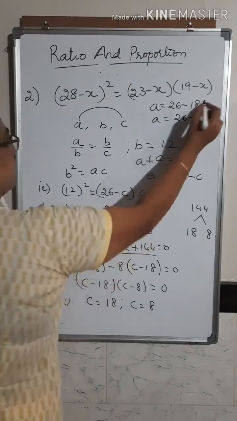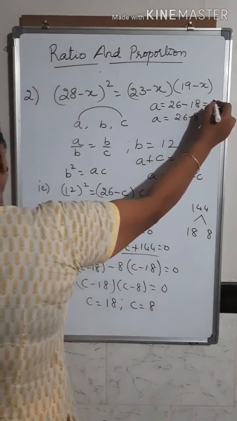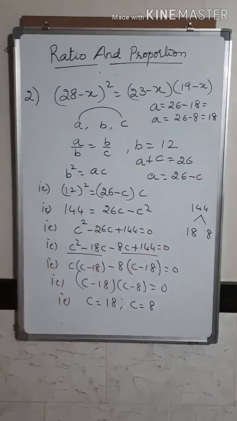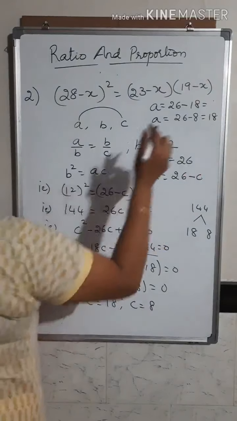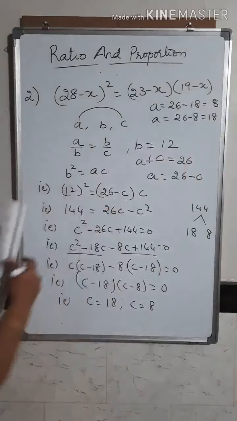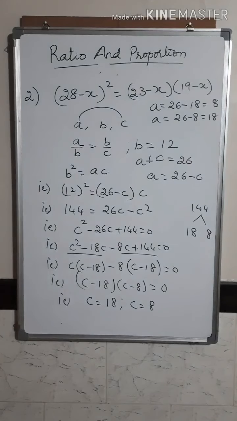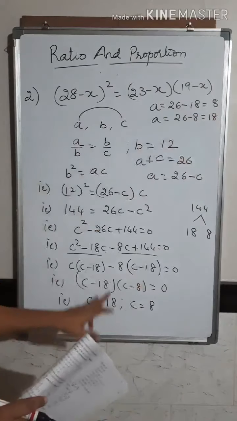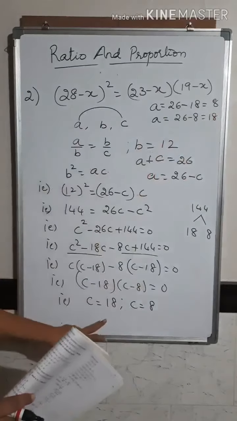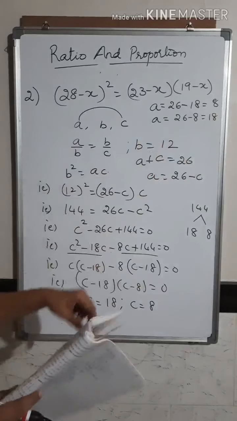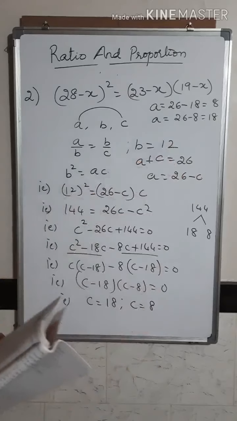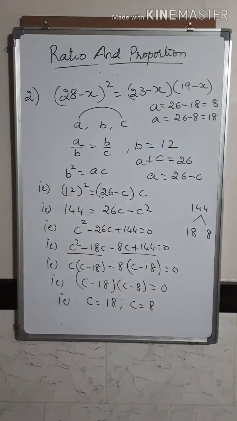So you get 26 minus 8 is 18, then 26 minus 18 is 8, so you get the values as 8 and 18. So the three values are A is 8, B is 12, and C is 18. Then the second set will be 18, 12 and 8. So both sets of values you need to write when you write the final answer.